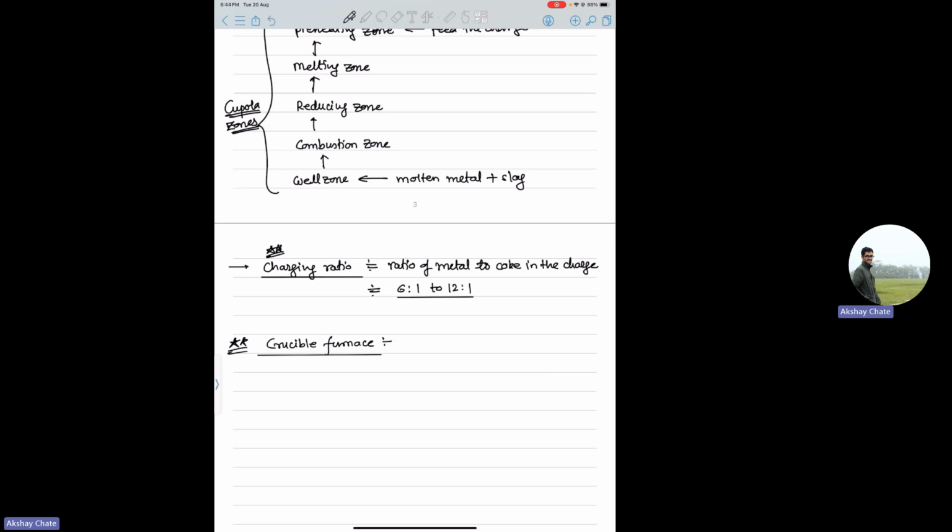Okay, as the name suggests, it is a small scale. It's not as big as cupolas. That is the first thing. Maybe I'll write it here: not big as cupola. And there are different types. Again, here also you can have coke fired, oil or gas fired, etc., because the combustion process is the change, right?